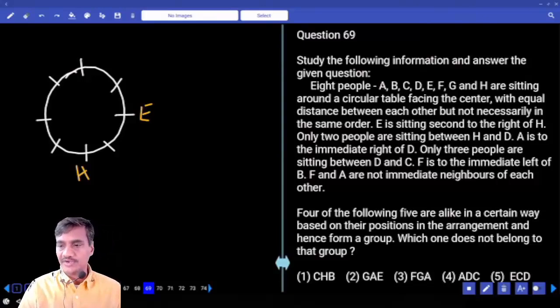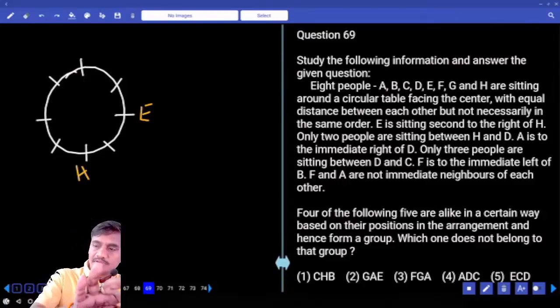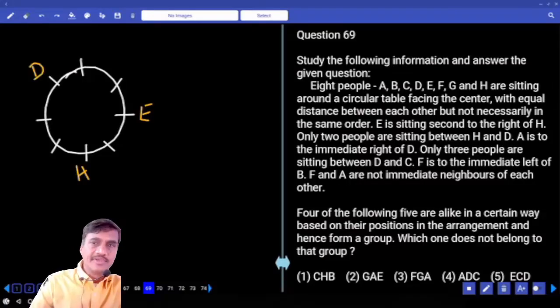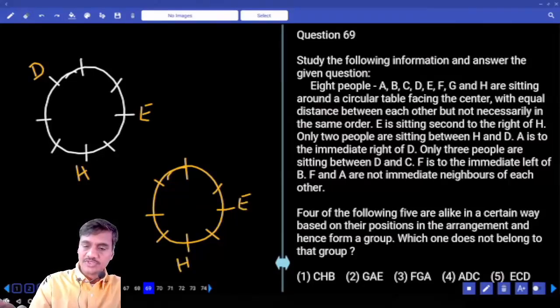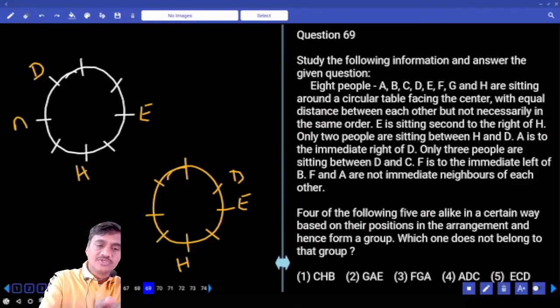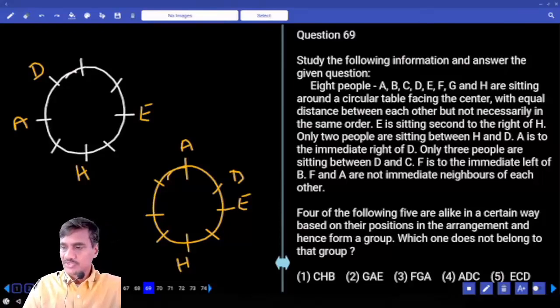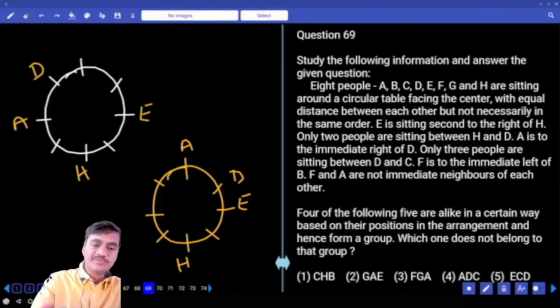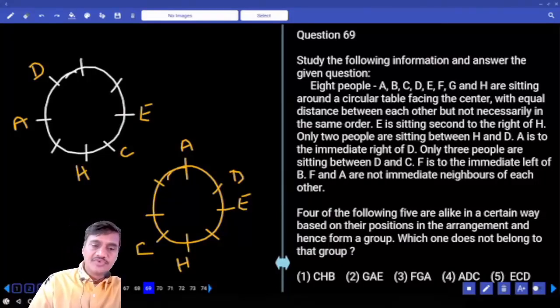E is sitting third to the right of H, E will be here. And only 2 people between H and D, that means D can be here. Only 2 people, and what is the other possibility we have? In this case, 8 persons, 1, 2, 3, 4, 5, 6, 7, 8. H is here, E is here, and 2 people between H and D. And A is to the immediate right of D. As they are facing towards the center, right means anti-clockwise. Next, only 3 people between D and C, which means they are opposite to each other, D and C. F is to the immediate left of B.